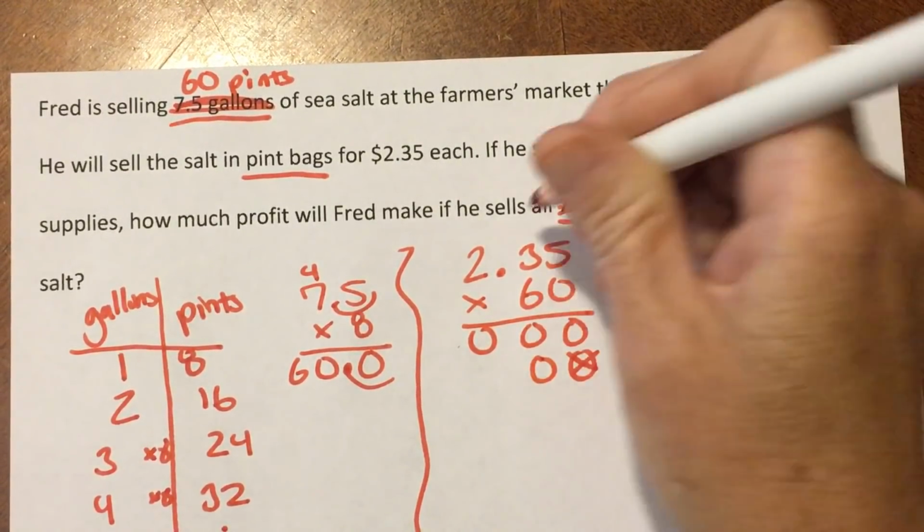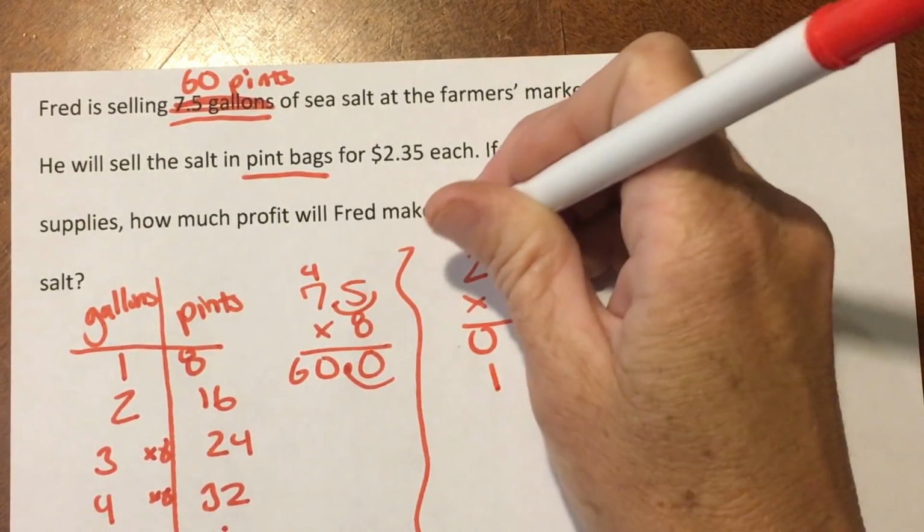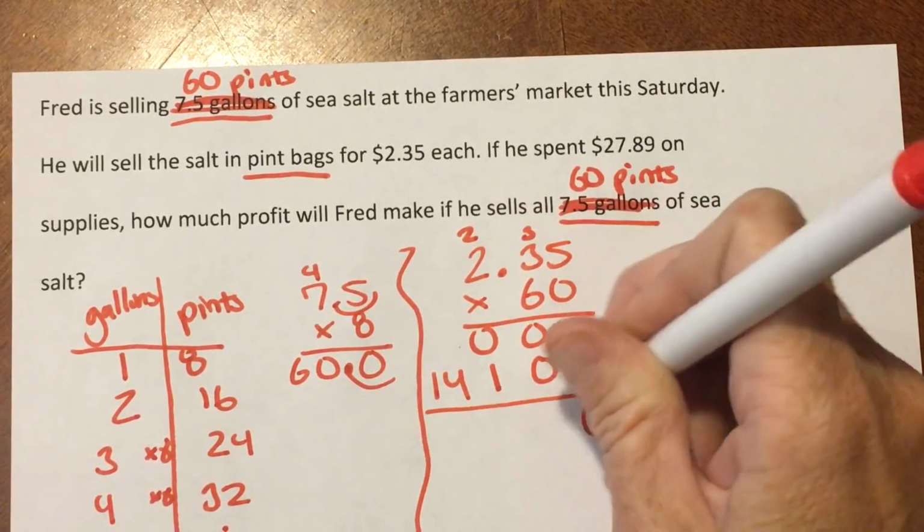6 times 5 is 30. 6 times 3 is 18, plus 3 is 21. 6 times 2 is 12, plus 2 is 14.